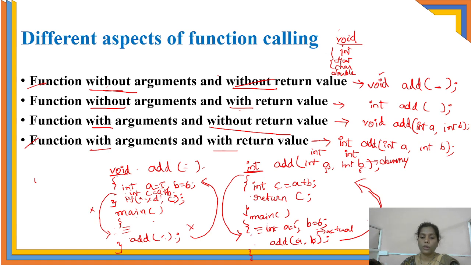So you need to print the c value in your main function, because the add function returned the answer to the main function. So these are the different cases. You can try with function without arguments and with arguments. These two cases you can try on your own.